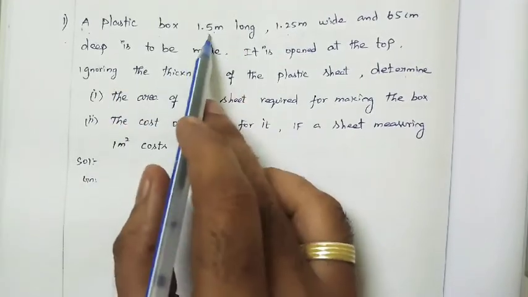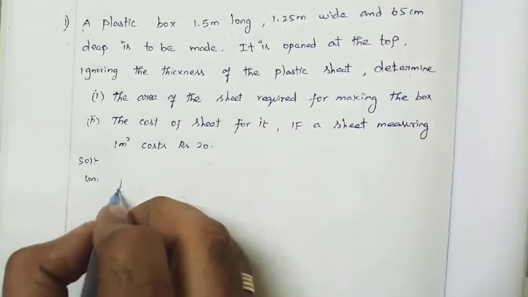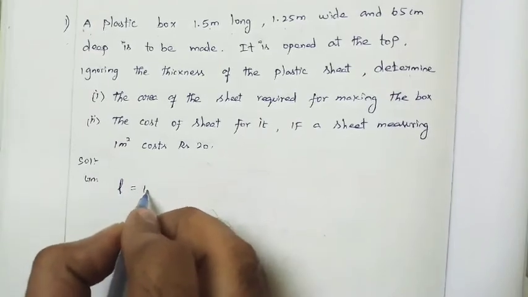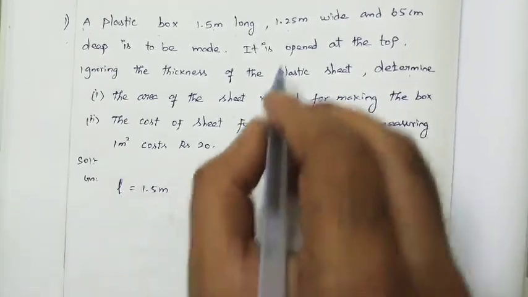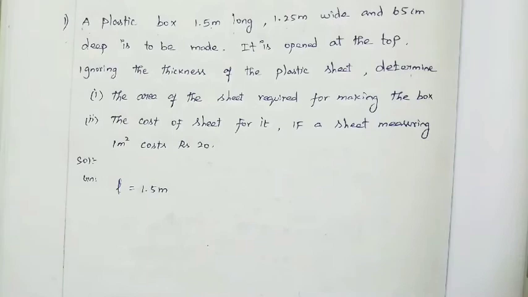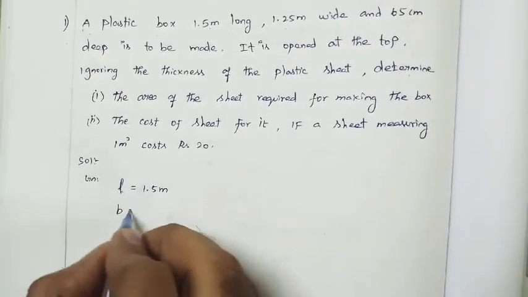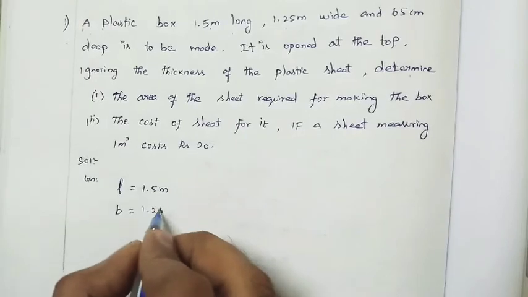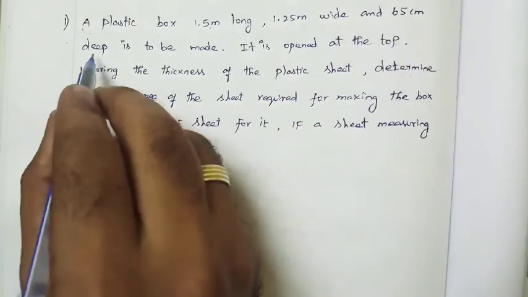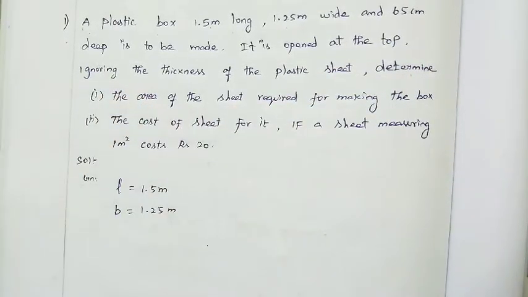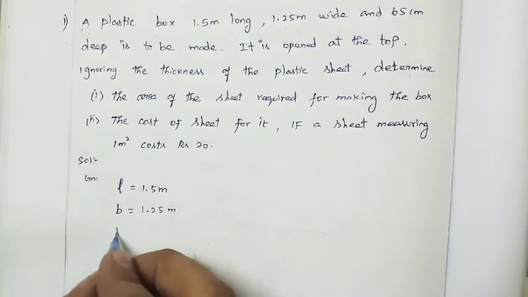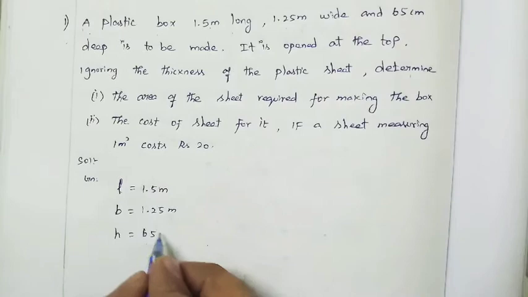Length is equal to 1.5 meter. Length of the box, L is equal to 1.5 meter. Next, breadth, this wide side is nothing but breadth, that is 1.25 meter. So breadth is equal to 1.25 meter. Next, height, the depth is nothing but height, right? Depth is nothing but height. Height is 65 centimeter. H is equal to 65 centimeter.